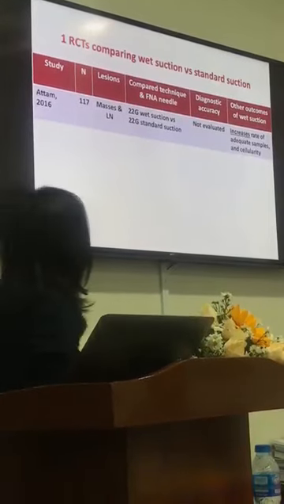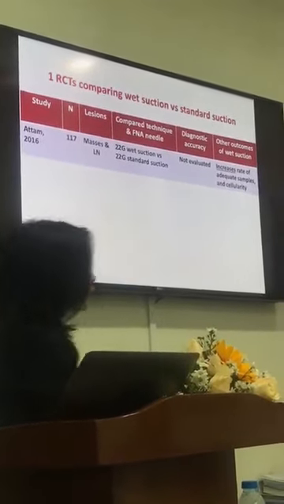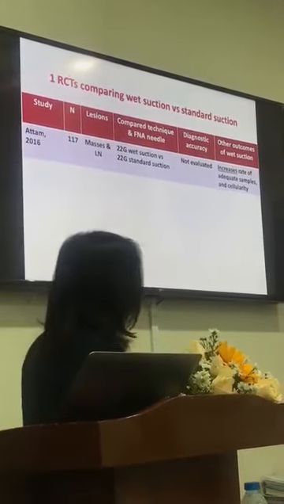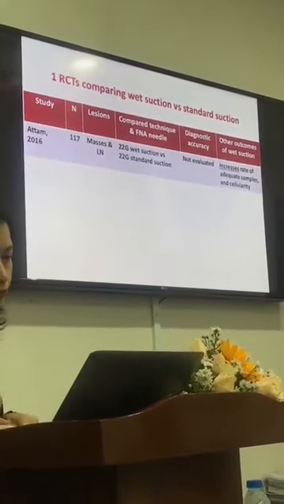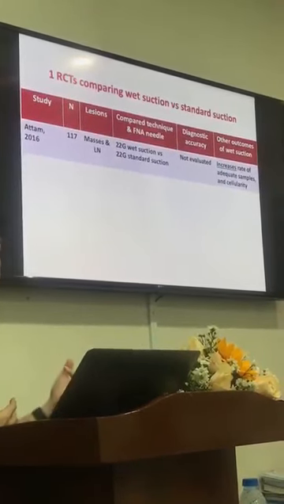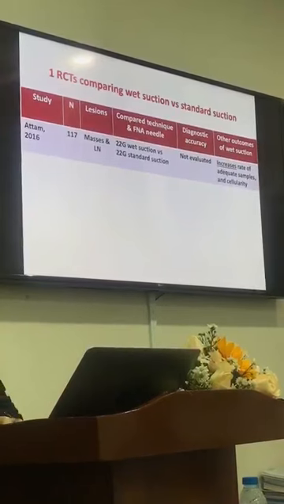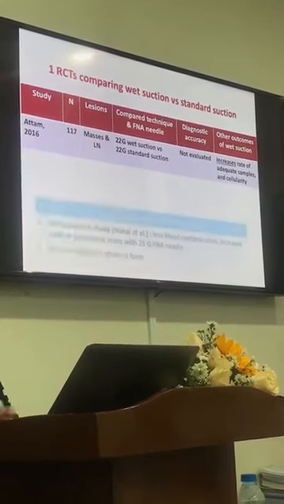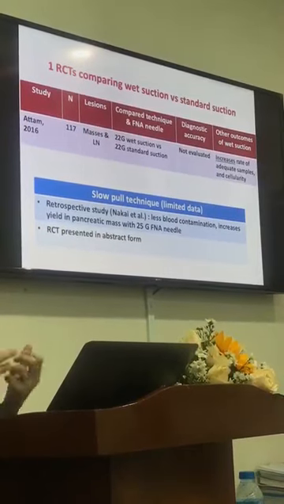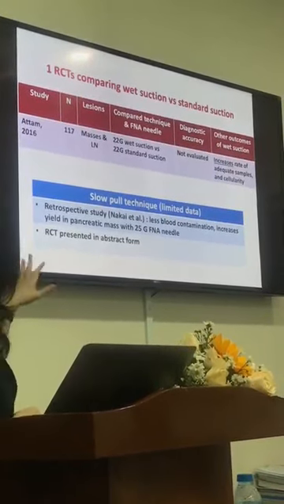Only one RCT, but a big RCT. Basically, again, the diagnostic accuracy was not assessed, but in terms of tissue adequacy and cellularity, it seems that the wet suction increases the rate of tissue adequacy. Not a whole lot of people using it, as I said before, but I think it's something that you might want to consider if you want to increase your yield. What about slow pull technique?